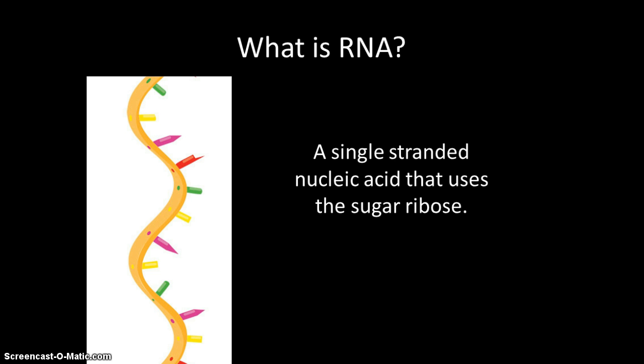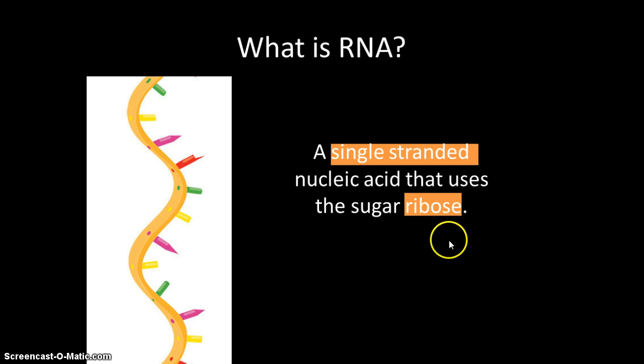What is RNA? RNA is a single-stranded nucleic acid that uses the sugar ribose. Okay? This is really important. Already we're seeing differences between DNA and RNA. Okay? RNA is single-stranded and it uses ribose. I'm going to keep clicking, but if you need more time to write that down, just pause right here.